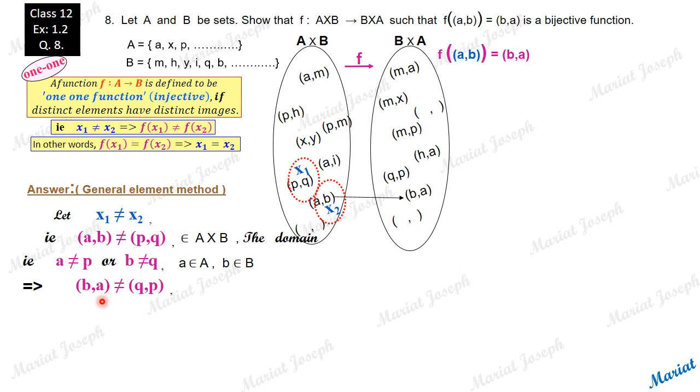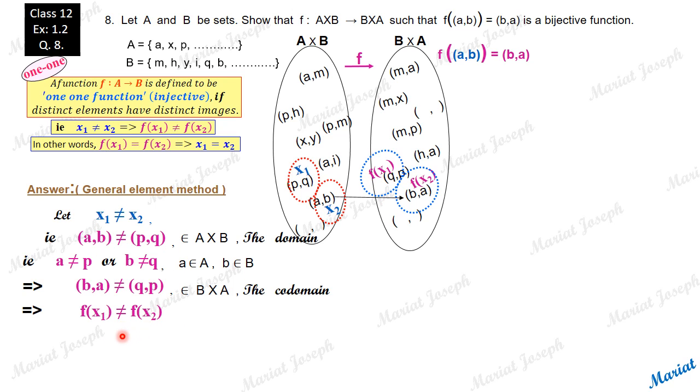Now notice one thing. What is BA? BA is the image of AB under this rule. AB's image is BA. Likewise, image of PQ is QP. What we have now written is actually image of x1 and image of x2 are unequal, where x1 is the ordered pair AB, x2 is the ordered pair PQ. So here, when we took two elements unequal in the domain, we are getting their images unequal.